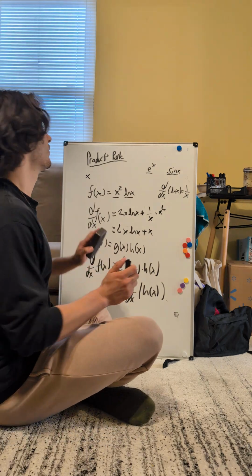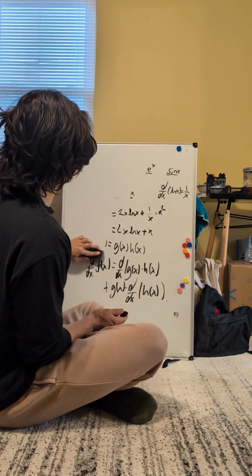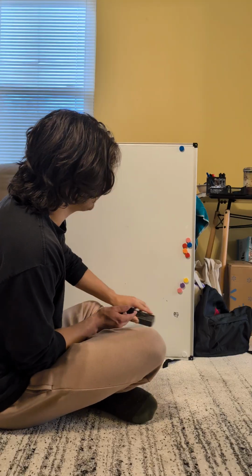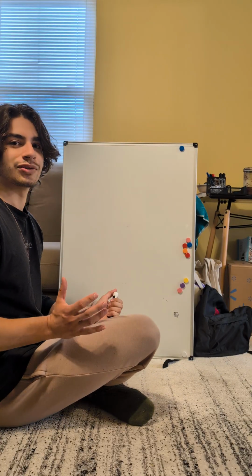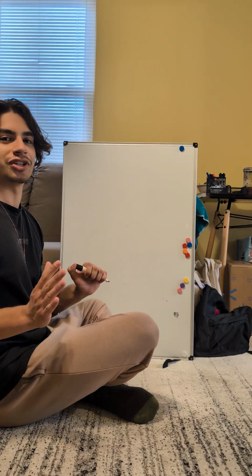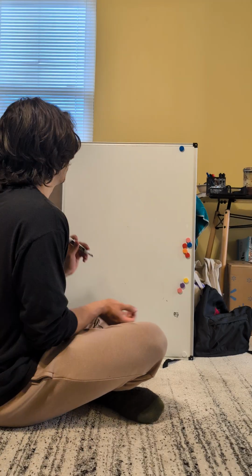The next rule is the quotient rule. This one's a little bit more complicated. So I'm going to start with the definition and then I'll show you an example.